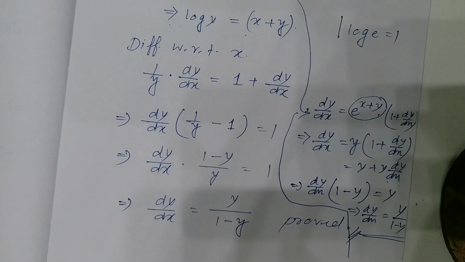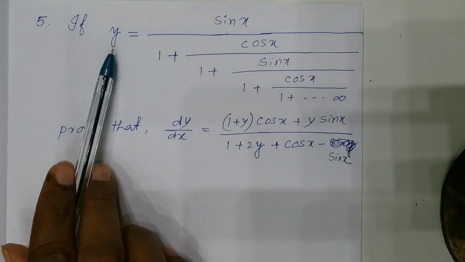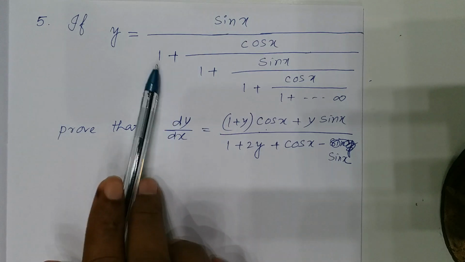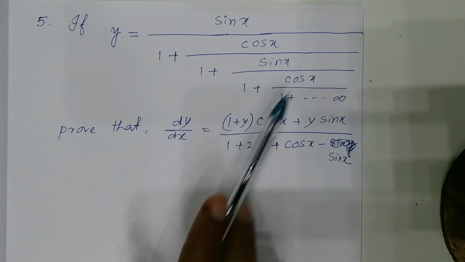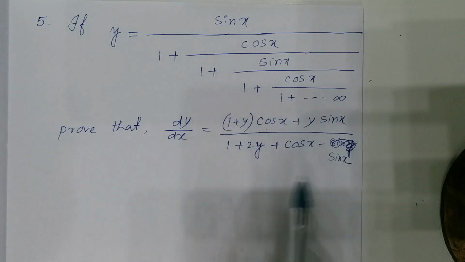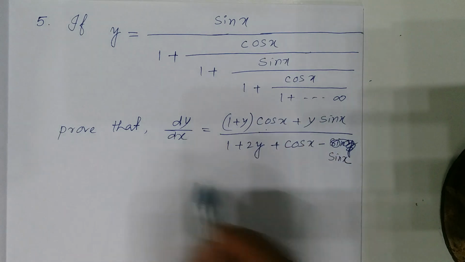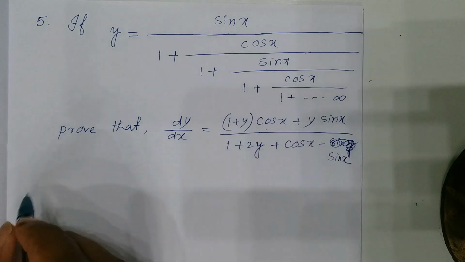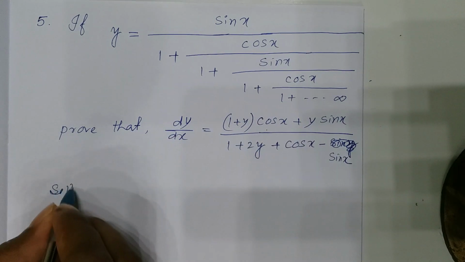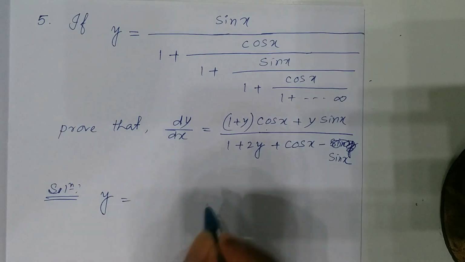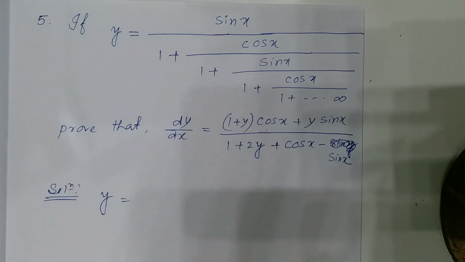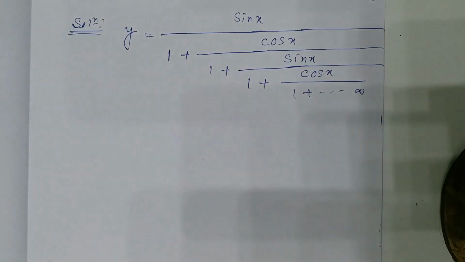You take another question. This is your question: y is equal to sin x divided by 1 plus cos x divided by 1 plus sin x divided by 1 plus cos x divided by, and so on up to infinity. So in this question, to prove the given expression, first of all you write the given expression. So y is equal to this one.